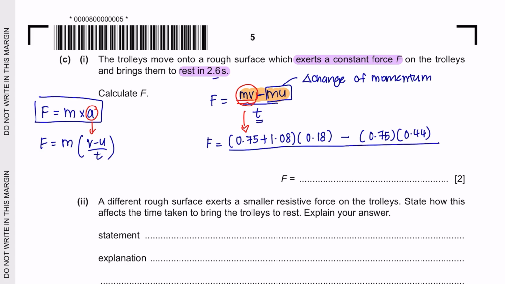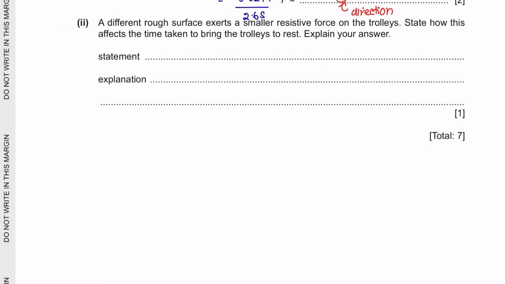Divided with the time. Time given is 2.6 seconds, giving you a force of negative 0.13 newtons. And remember that negative only means the direction of the force is in the opposite direction. Next question, part 2. A different rough surface exerts a smaller resistive force on the trolleys. State how this affects the time taken to bring the trolley to rest and explain your answer.